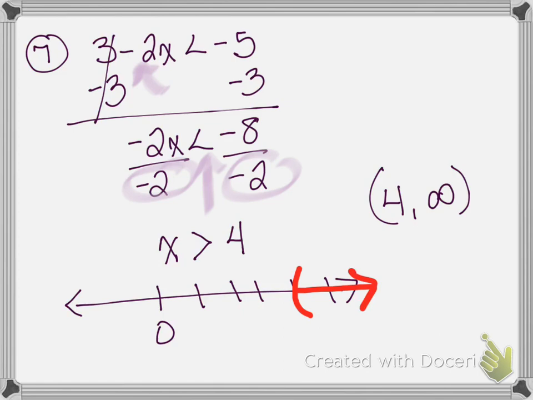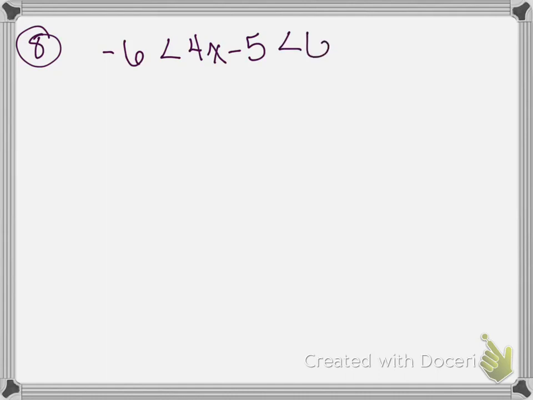Okay? So on this particular one, the thing that students forget is they forget to reverse the inequality sign because we're dividing by a negative. Okay? So let's do another inequality. This one is a compound inequality. So this says negative 6 is less than 4x minus 5 is less than 6.